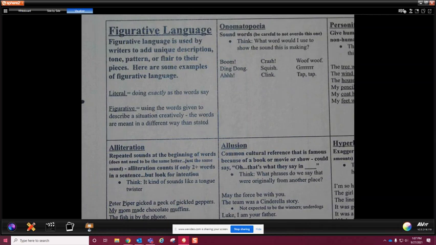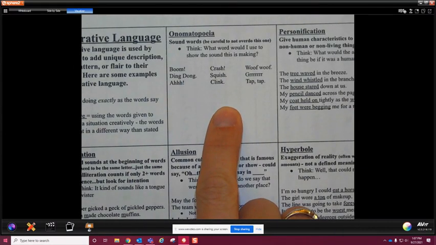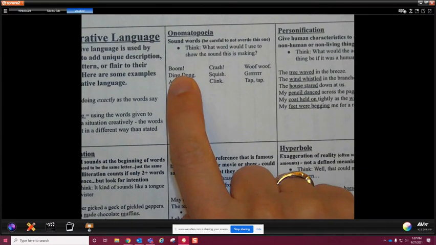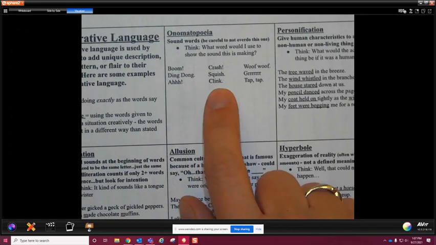All right, so there's multiple different types of figurative language. We have onomatopoeia. Those are sound words. So those words actually sound like how you say them. So boom, like it actually makes that sound as well. But we have to be careful to not overdo those words.